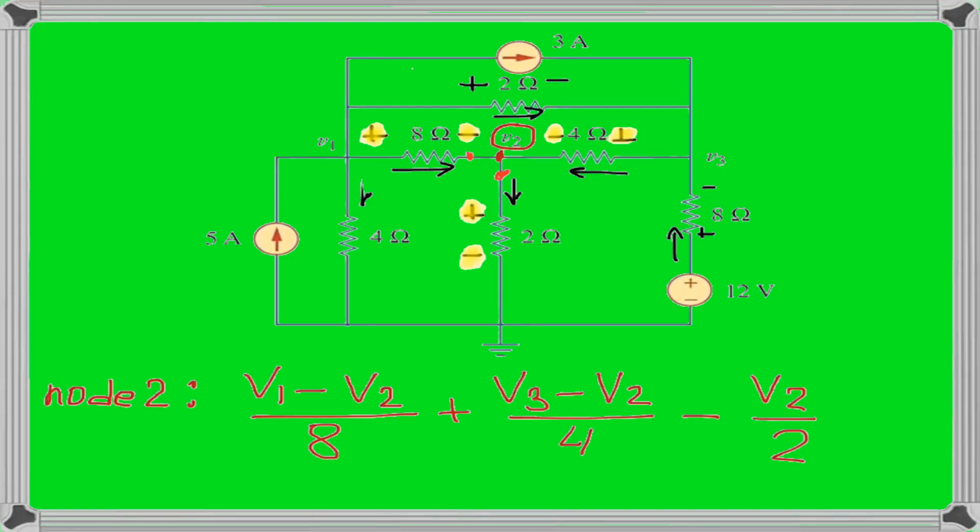The number of branches is 1, 2, and 3, and the number of components in the equation is 1, 2, and 3. So that means we have 3 branches at node 2 and we have 3 components in our equation. So that means it's all complete and the equation is equal to 0.